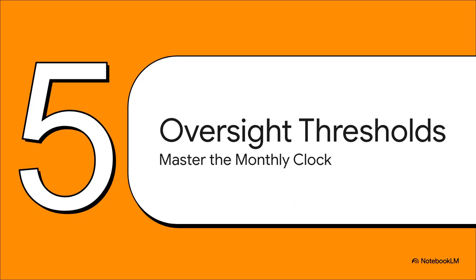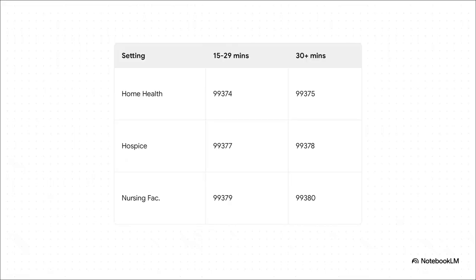Section 5, Monthly Oversight Thresholds. To make sure you get paid correctly and survive an audit, we have to master the monthly clock. This coding matrix relies entirely on time and location. For oversight of a patient under a home health agency, you bill 99374 for 15 to 29 minutes in a calendar month and 99375 for 30 minutes or more.